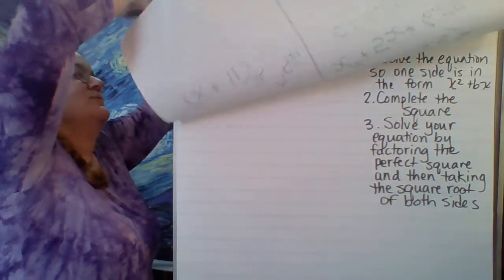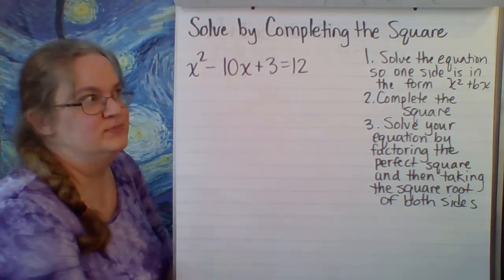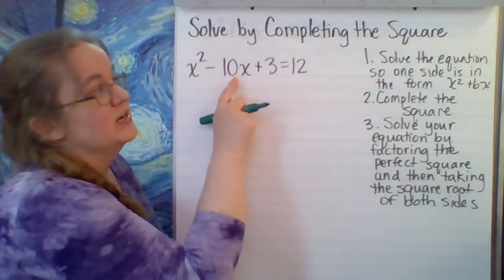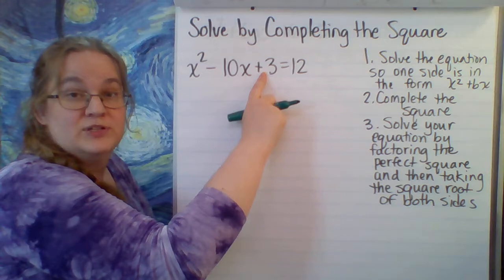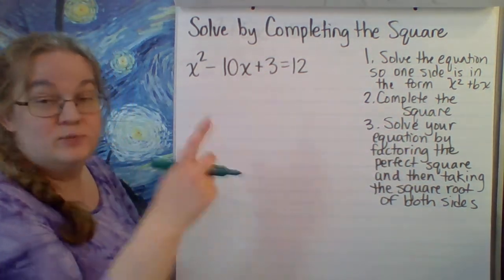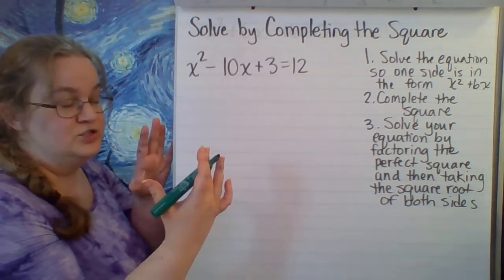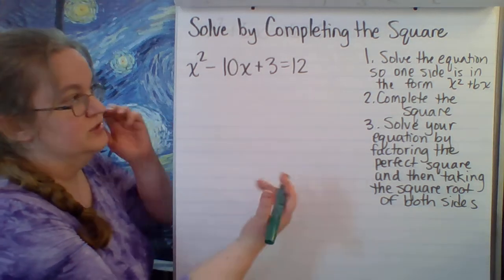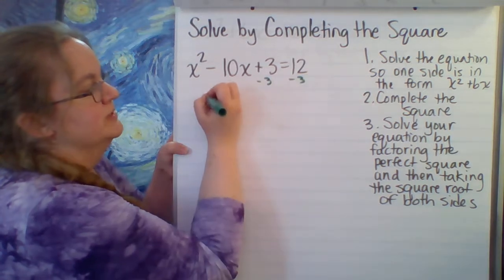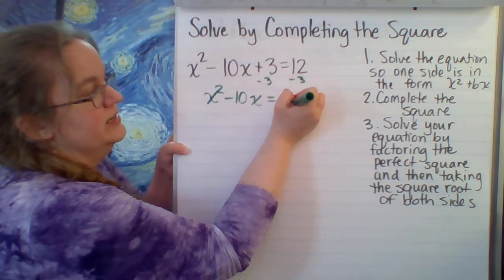Okay. So let's use this to solve. Basically, here's our steps. We're going to solve the equation, so we're left with x squared plus bx. Right now, I have 3 terms on this side. I want to get rid of the 3. Then I'm going to complete the square, and then we'll solve it by factoring it into the binomial, the perfect square, and then taking the square root. Okay? So I'm going to start by getting rid of the 3. So x squared minus 10x equals 9.